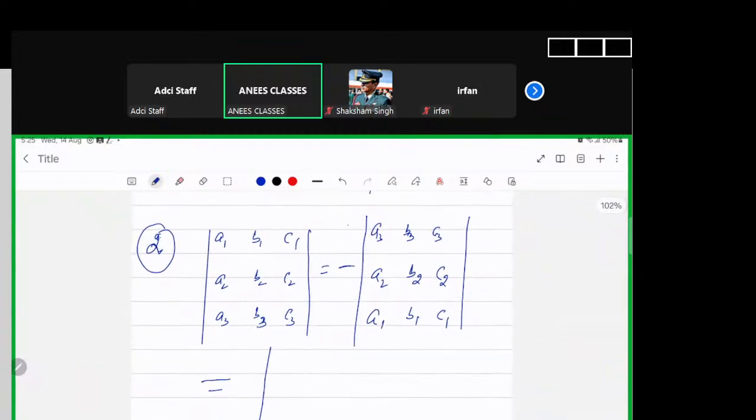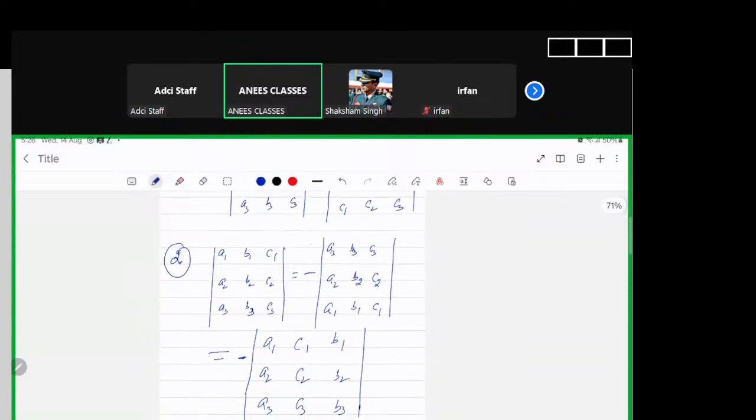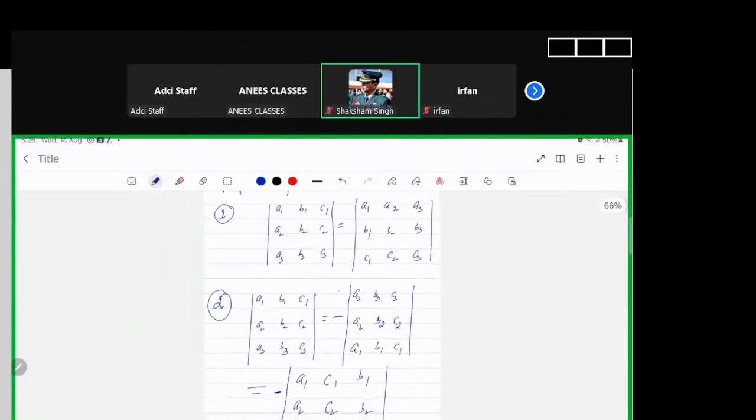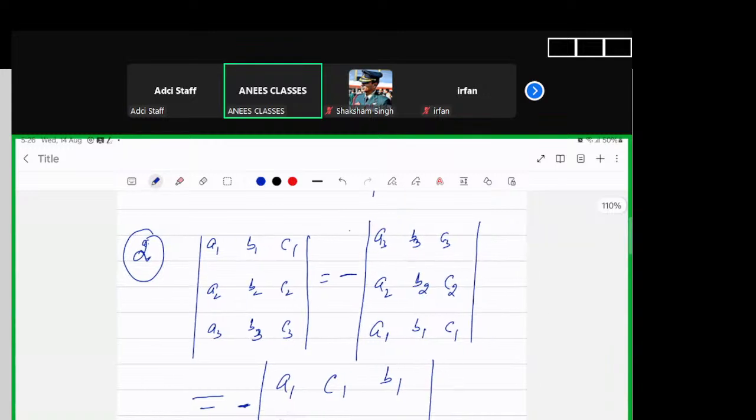Second and third column. So A1 will be as it is: A1, A2, A3. Third column will be in the second place: C1, C2, C3. And second column will go to the third column: B1, B2, B3. And I have to take minus here. Understood? Saksham? Yes, sir. Now you are audible.